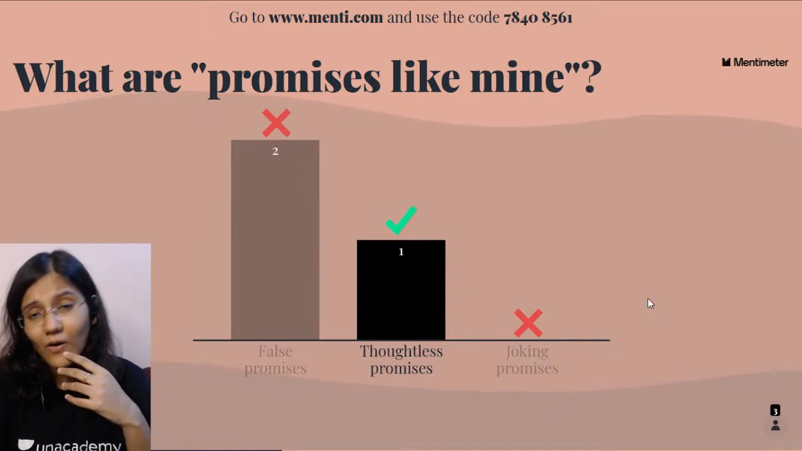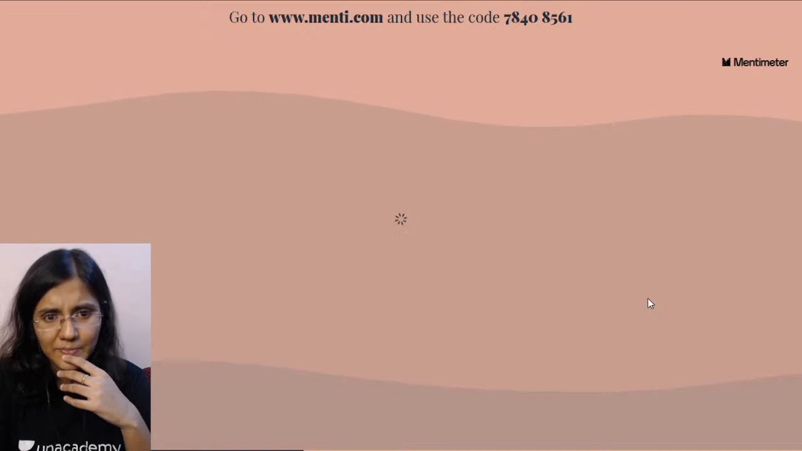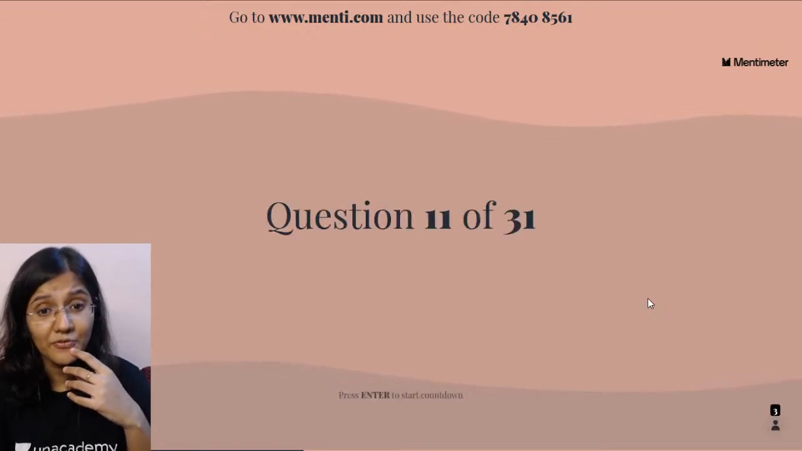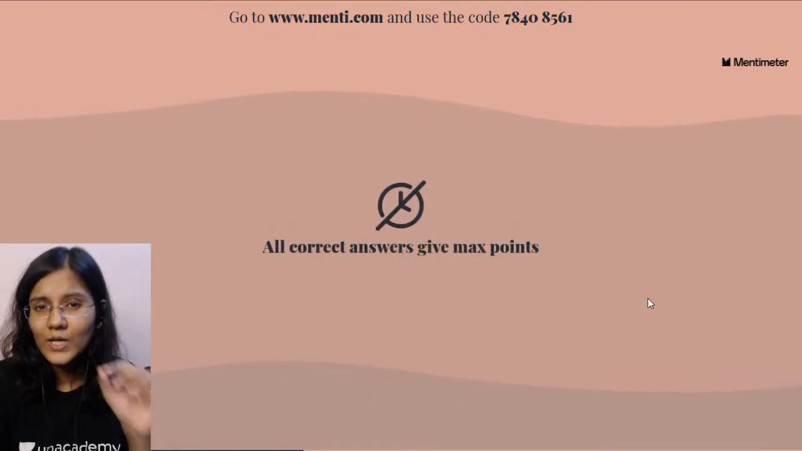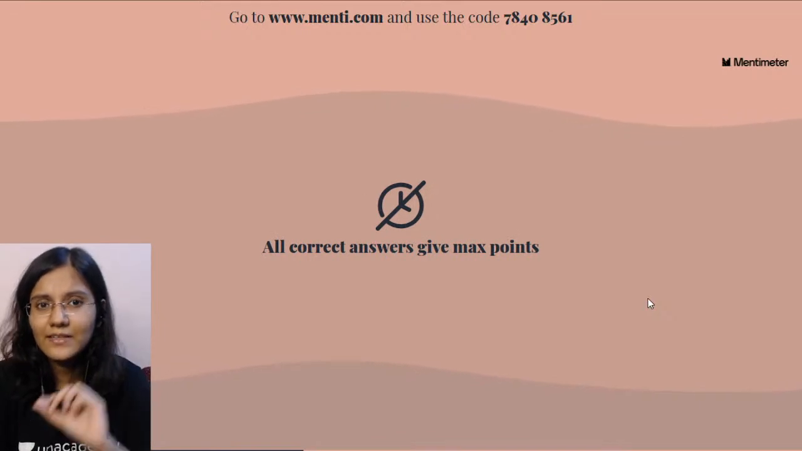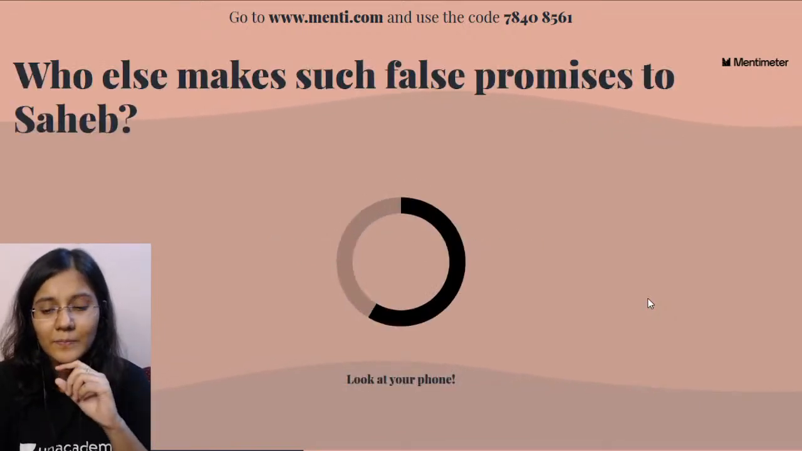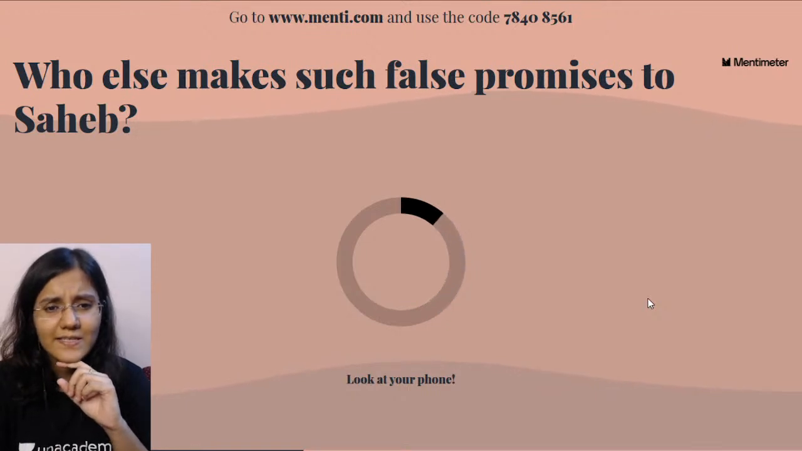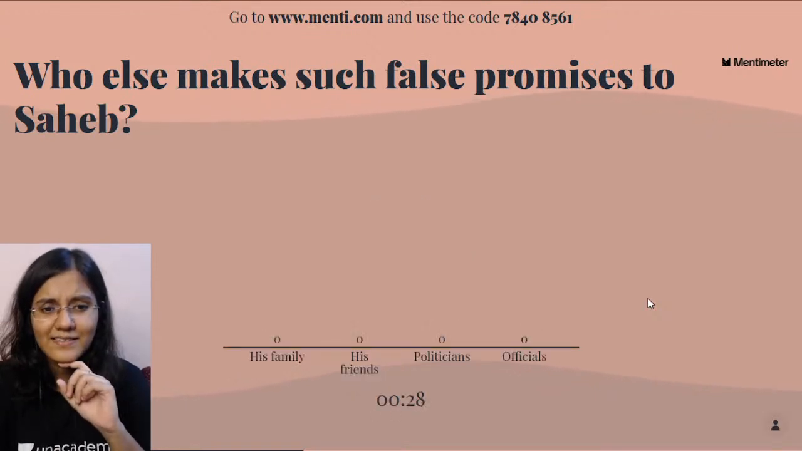Though in the cases of other people who are making such promises, it is definitely a false promise, because they know that what they're saying isn't something that they are going to execute, right? Whereas in the case of Anise, again, simply careless.